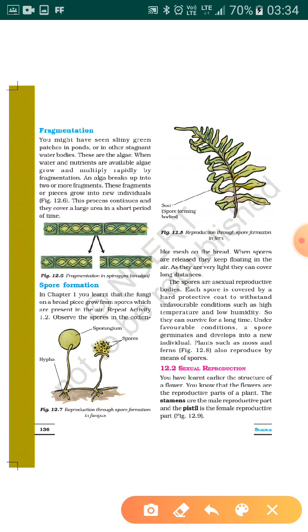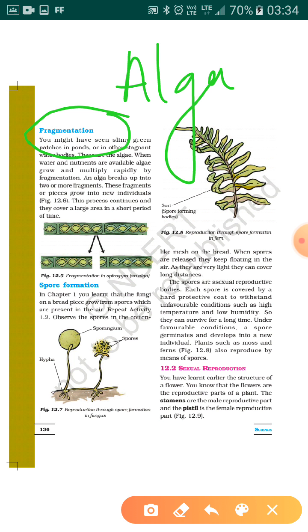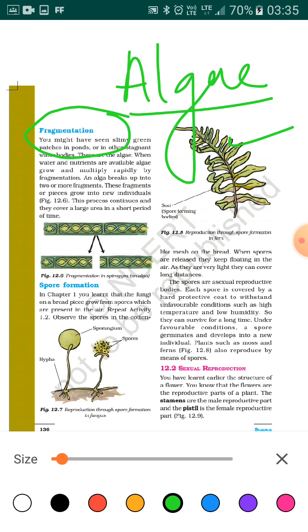Now next is fragmentation. Fragmentation is a process which is found in algae called Spirogyra. Spirogyra is called pond silk, because you might have seen slimy, sticky green patches in the pond. So that is none other than our algae called Spirogyra. It is called Spirogyra because of its spiral chloroplast. You can see the chloroplast is spiral like this.